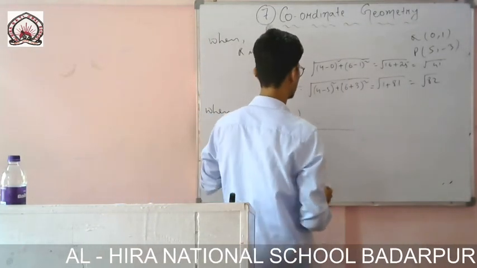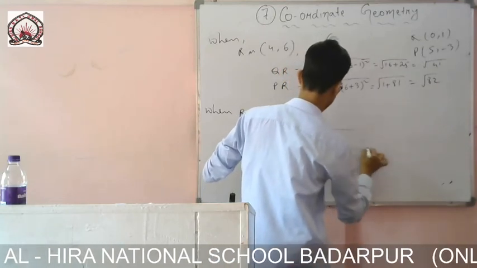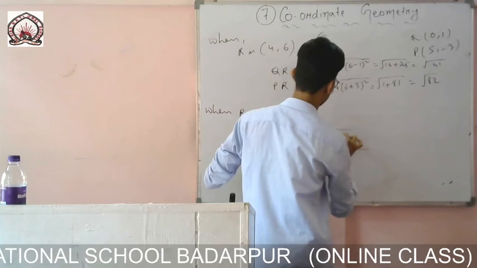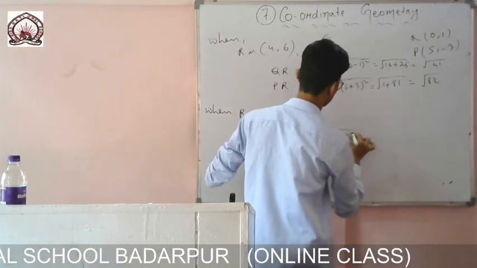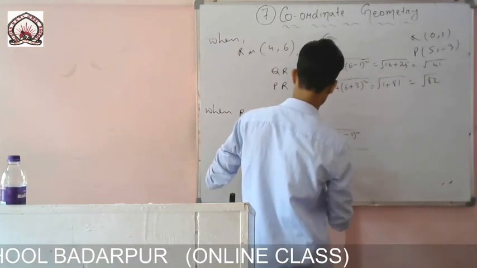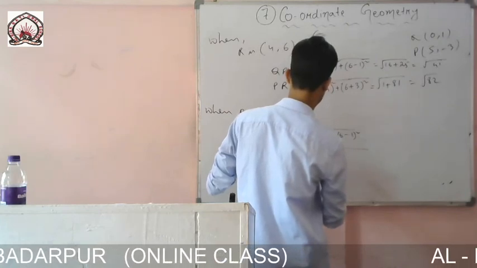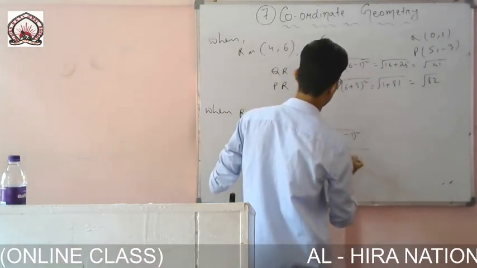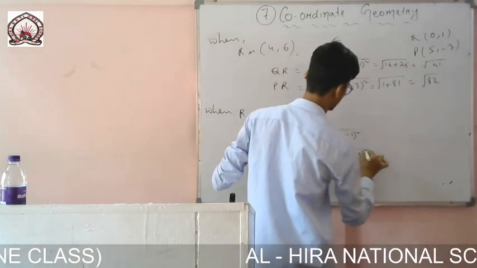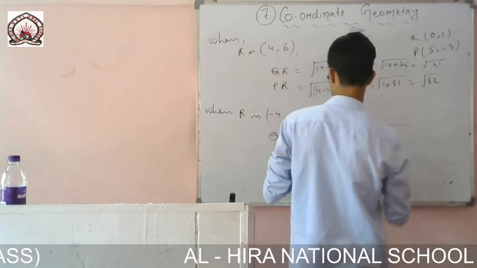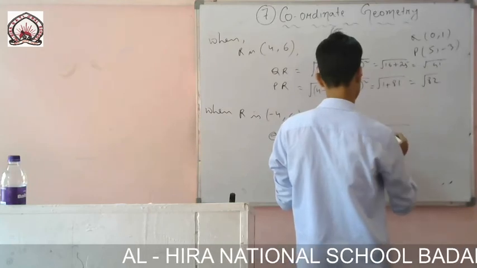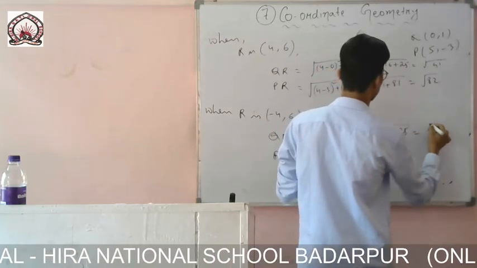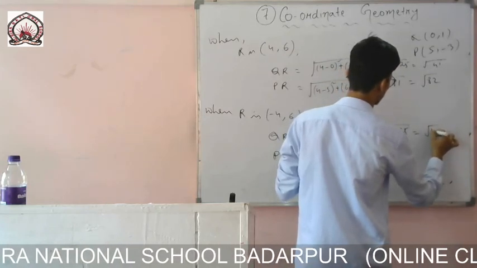So again, let me write it. It will be minus 4 minus 0 plus 6 minus 1 whole thing squared. Then again here it will be minus 4 minus 5 whole thing squared plus 6 plus 3 whole thing squared. Okay, so it will be minus 4 minus 0, so it is 4 squared, again it is 16 plus 25, it is root 41, it is the same.